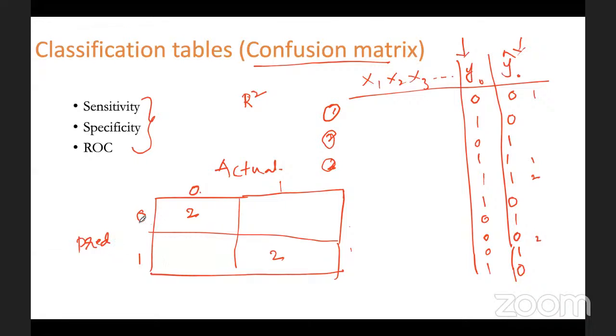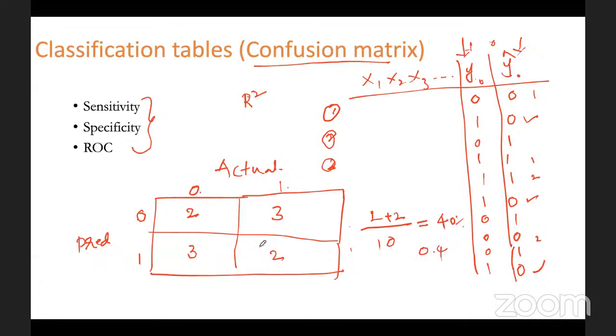Then predicted 0 and actual 1. So we have to check 1, 0. This is one case, this second case, and third case. So that is 3. And total we have 10 data points. Then the accuracy of this algorithm we can find out by adding these diagonal elements, that is 2 plus 2 by 10. So that is 40% is the accuracy of this model, 0.4.